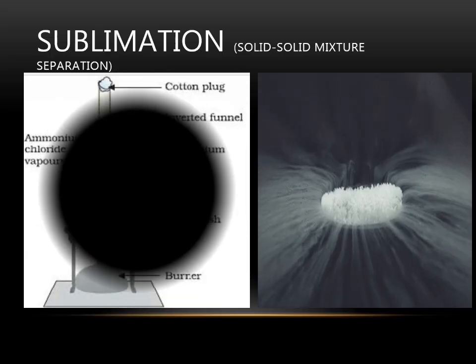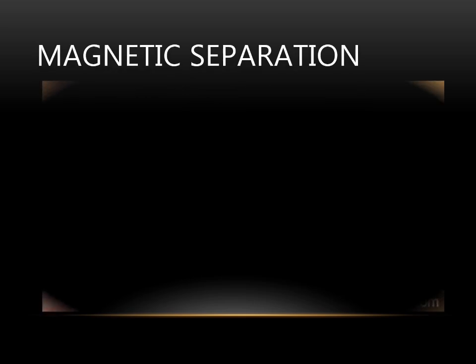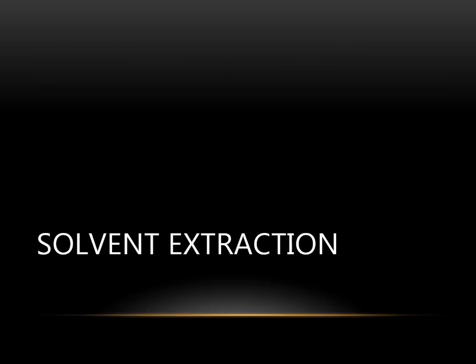This is sublimation. You can see how the solid changes into vapor, right? Then you have magnetic separation. One of the substances should be magnetic. For example, iron and sulfur. Iron can be separated by using a magnet.